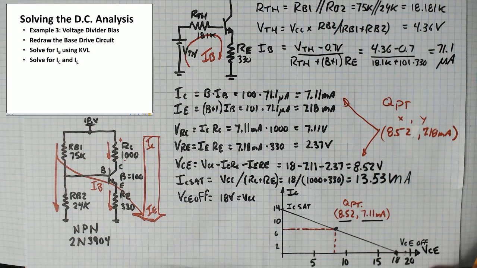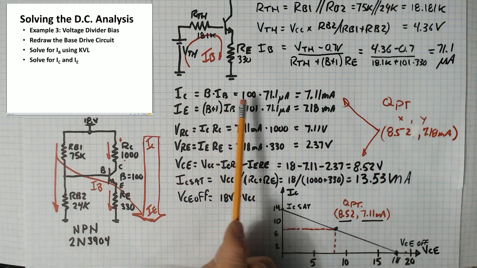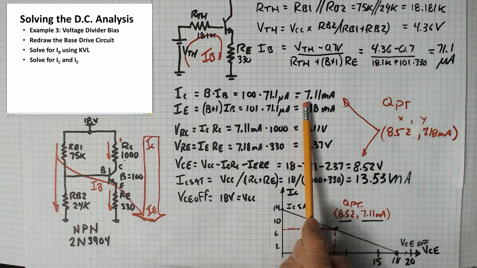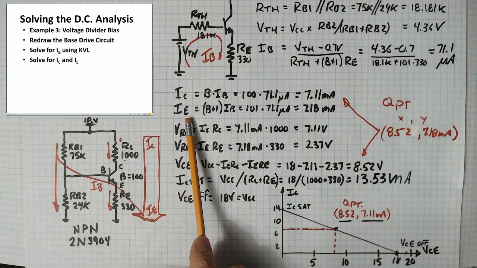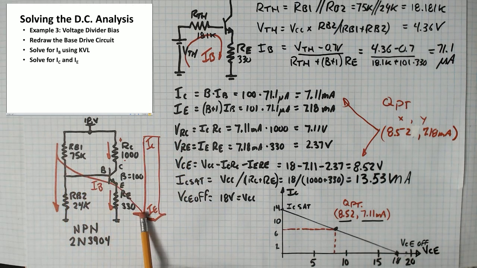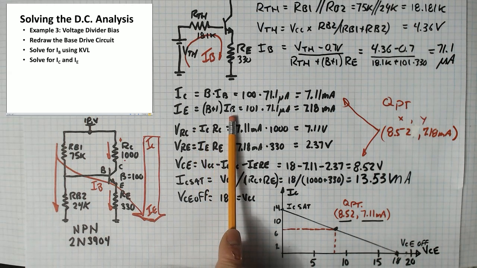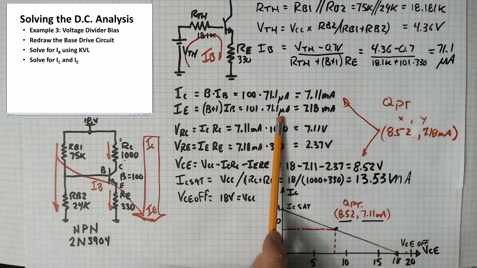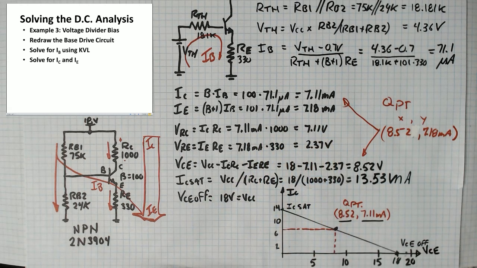Now that we have the base current, we can solve for IC and IE. IC is simply equal to beta times IB, which is 100 times 71.1 microamps, or 7.11 milliamps. IE is a little bit bigger. IE adds in that 1 unit of base current, so it's beta plus 1 times IB, which is equal to 101 times 71.1 microamps, which is 7.18 milliamps.